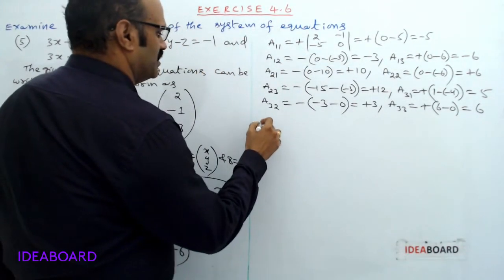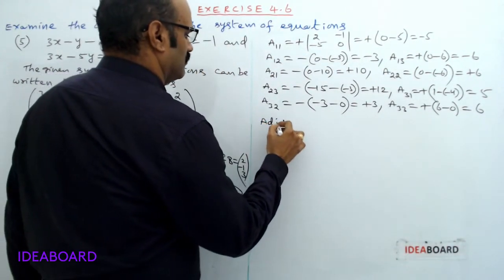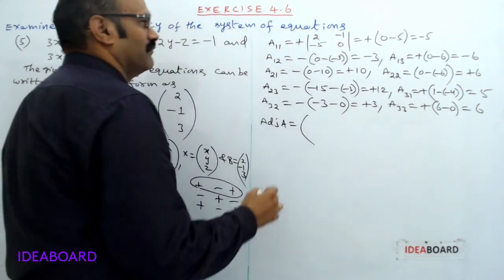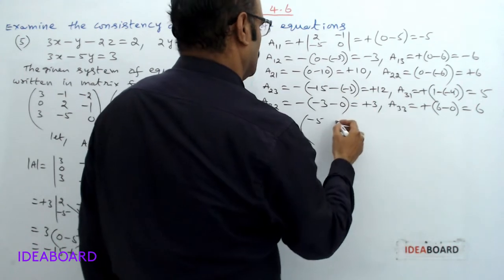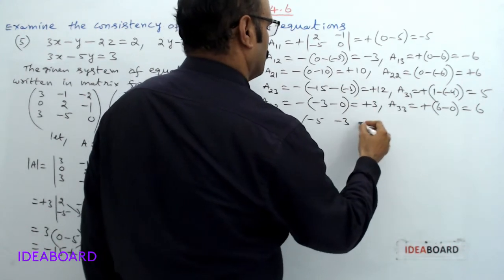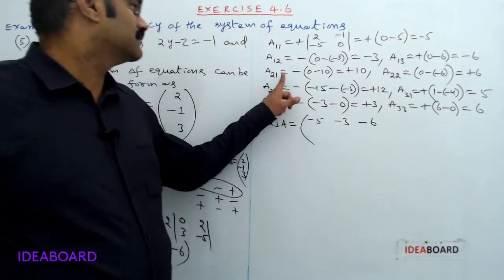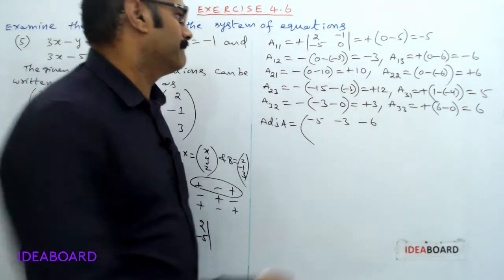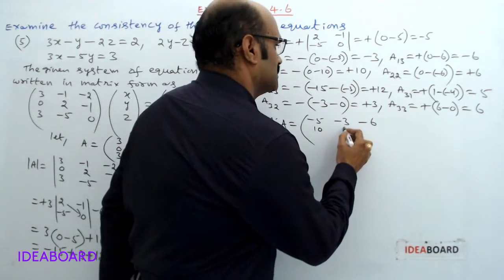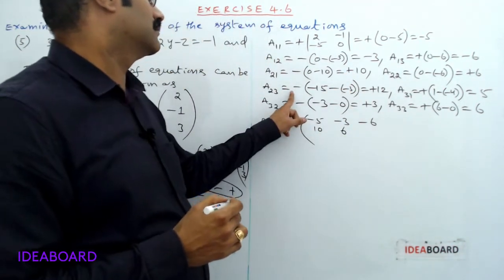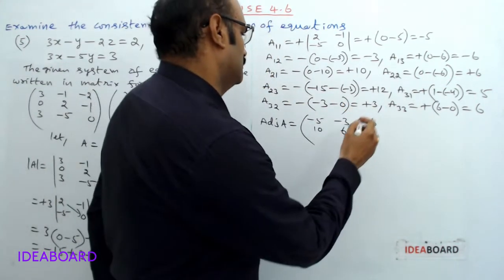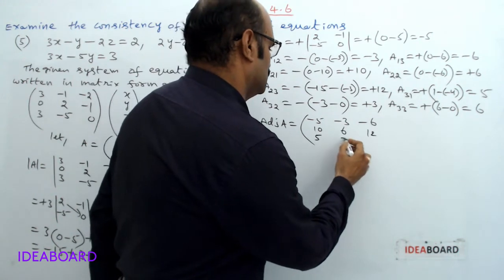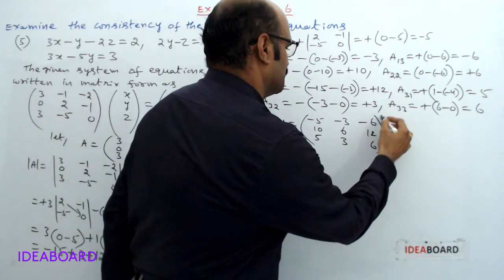Therefore, adjoint of A equal to, first we have to write the cofactors: minus 5, minus 3, minus 6, 10, 6, 12, 5, 3, 6, transpose.